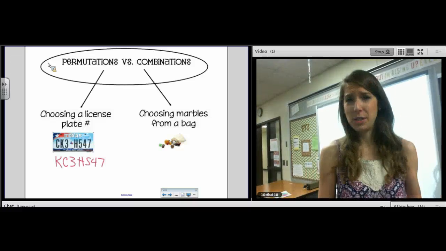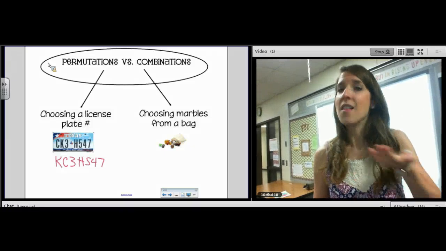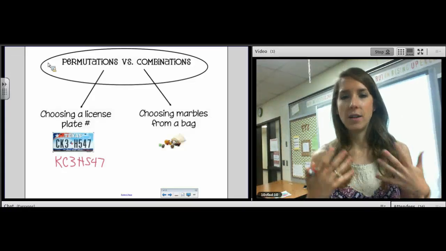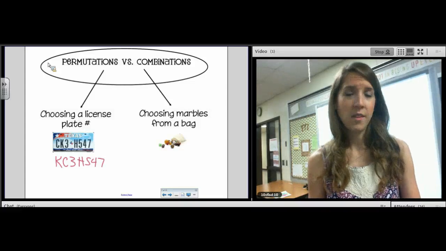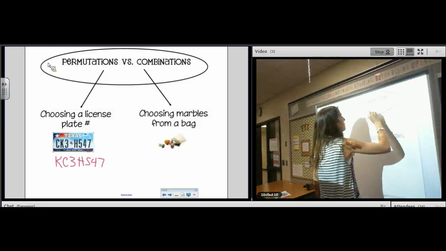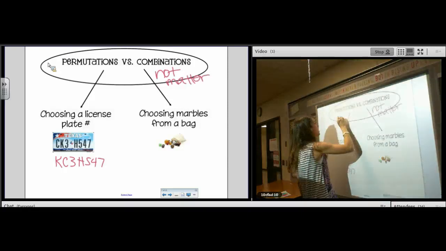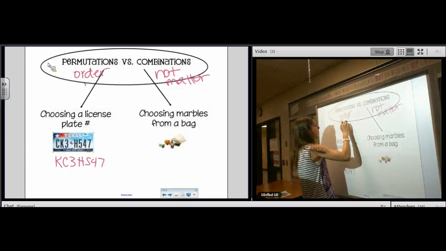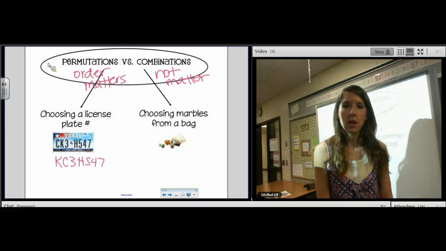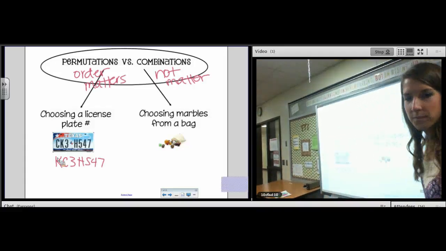Whereas if I'm just choosing marbles from a bag, if I choose a red-blue, and I have a red-blue in my hand, that's no different than choosing a blue-red. Red-blue and blue-red are not different combinations. So a combination is when order does not matter, and permutations is when order matters. So permutation, order matters. Combination, order does not matter. And we'll get more into that in a minute.